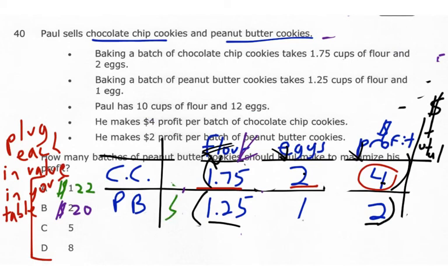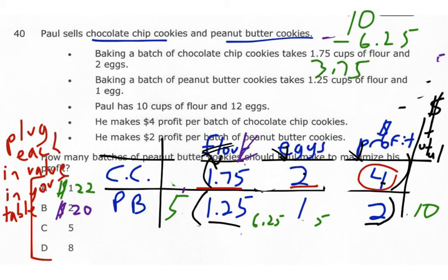If we have 5 of peanut butter, 5 times 1.25 gives us 6.25. 5 times 1 gives us 5 eggs. 5 times 2 gives us $10. So now what's remaining for our product? Well, we've used 6.25 of flour, so 10 minus 6.25 gives me 3.75 remaining for chocolate chip cookies. Well, that means I can only get 2 batches, because if I divide that by 1.75, it's going to give me a little bit over 2. So I'm going to use 2 for chocolate chip cookies, and I'll double check that.